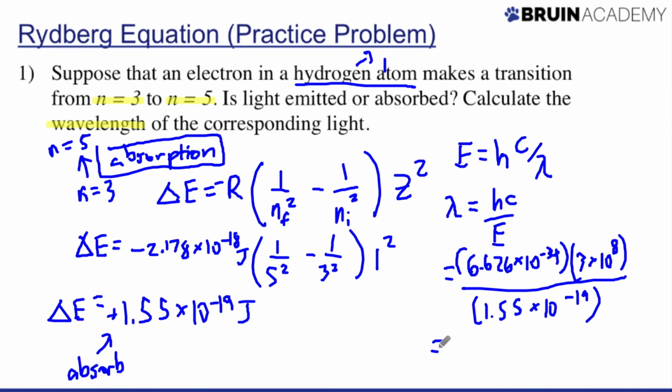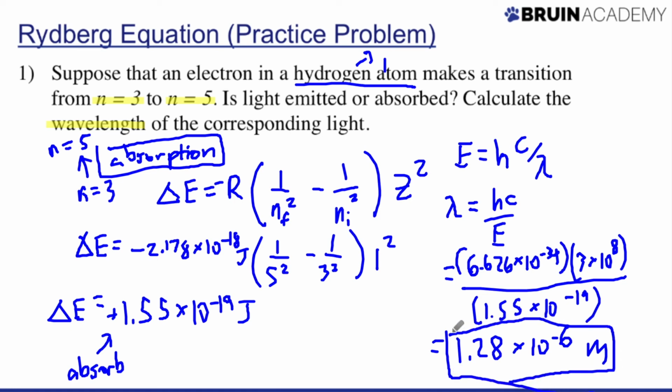Plug that in my calculator, solve. I get 1.28 times 10 to the negative 6. This is a wavelength, so don't forget your units or else you'll miss points. Meters, because my units of wavelength is always going to be meters. And that's how you use the Rydberg equation to solve for wavelengths of emitted or absorbed light due to transition in electron energy levels.